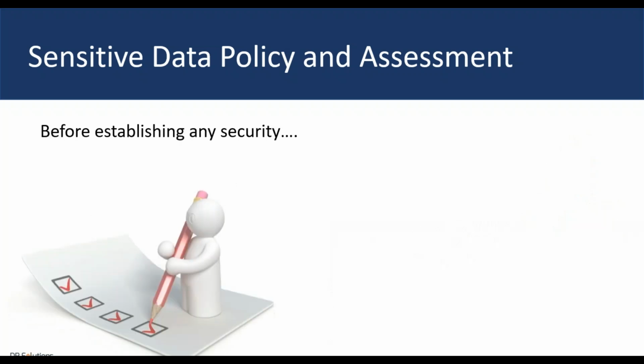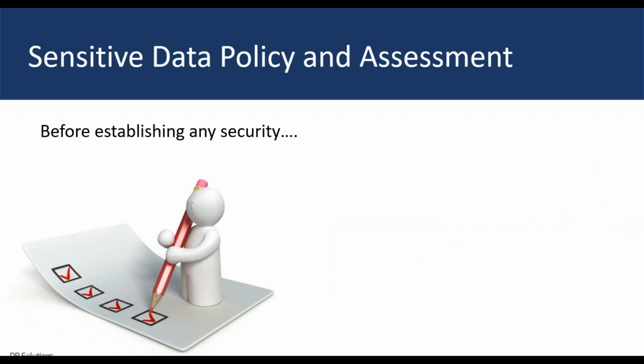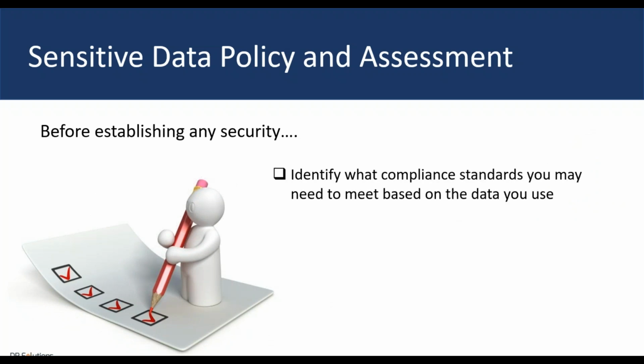So before establishing any security, we should do a number of things. First, we need to identify what compliance standards we may need to meet based on the data you use. Depending on what my organization does and what kind of data we have, we're going to be subject to any number of compliance standards. And if we're not sure, a good approach is to say, these are the things we care about as an organization. These are the things that, if they got out there, would be bad for us or bad for our clients or our partners. And as such, we're going to develop a framework for security that we think addresses this stuff.